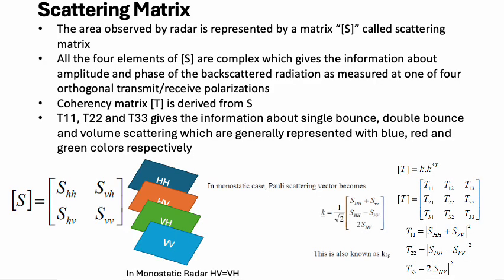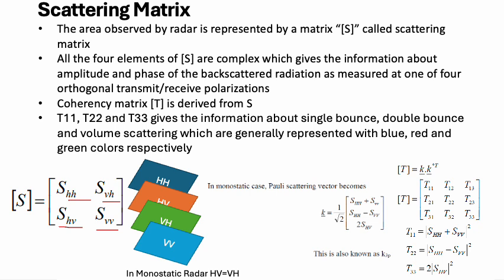Since we have seen the fundamentals of microwave remote sensing, we will see how the image data is represented. The area observed by the radar is represented by a matrix S, which is called the scattering matrix. There are four elements of the matrix: SHH, SHV, SVH and SVV, which give complete information about the target.